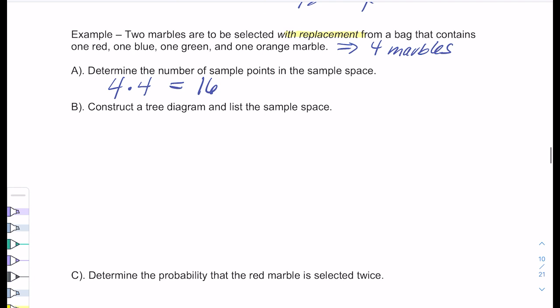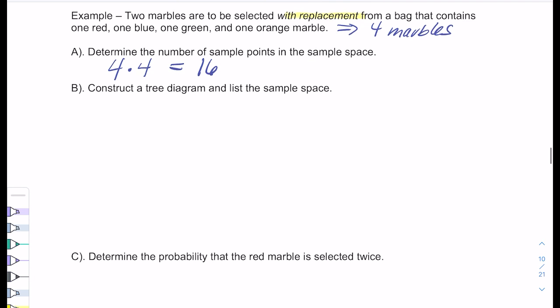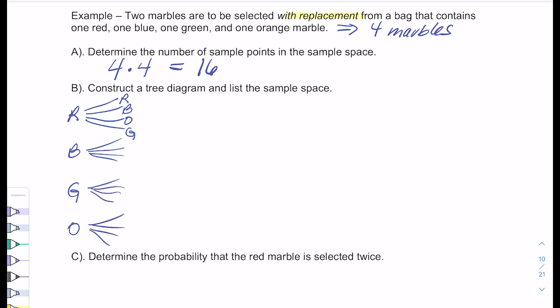And let's look at what that would look like with a tree diagram. So you've got red, blue, green, and orange. And out of each of those 4 colors, I'm going to have 4 branches because remember, you're putting them back. So there's a chance you could get a red and a red, or a red and a blue, a red and an orange, or a red and a green. And all of these are going to have 4 different branches. And they're all going to have R, B, O, G.